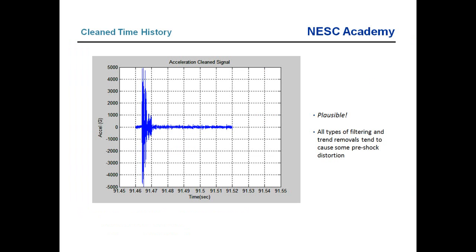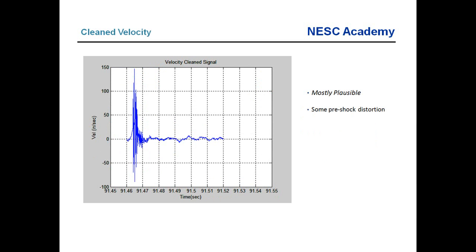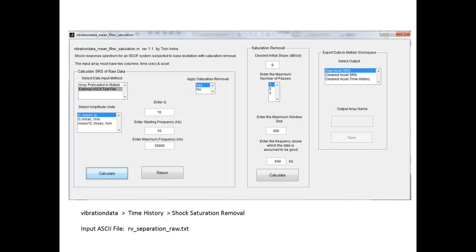Okay, so I think we're just going to close out here looking at a couple of plots that I've already described to you. So there's our cleaned up acceleration time history, where we've allowed just a slight amount of pre-shock distortion, and the cleaned up SRS, and our mostly plausible velocity time history. Okay, that concludes this unit.